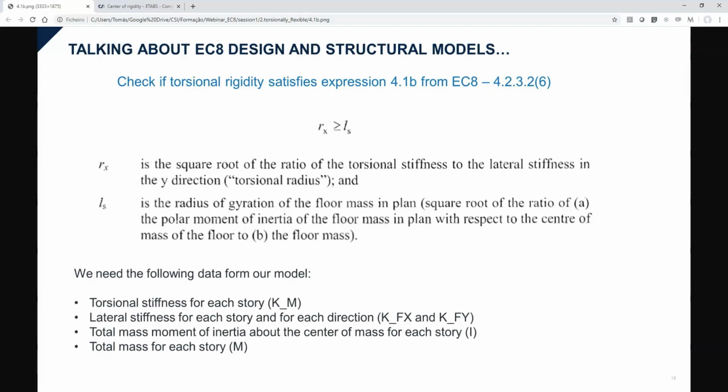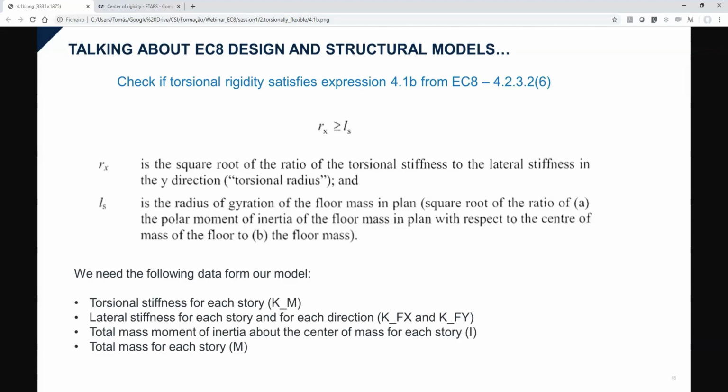As software users and designers, what do we need to do to check this? We are going to verify and calculate the ratios. The torsional stiffness for each story. We will calculate the lateral stiffness for each story in both directions, the total mass of each story, and the polar moment of inertia about the center of mass for each story. We already did the building's own mass earlier, but we need the polar moment of inertia based on the masses and total mass of each story. These are the elements we will calculate next, and we will learn how to do it with the program.